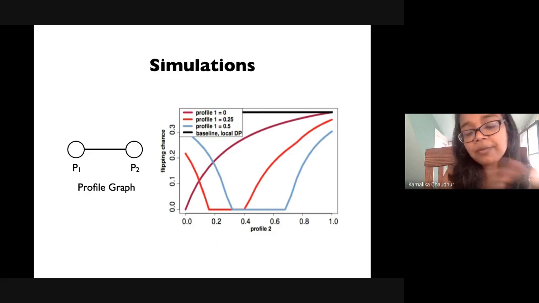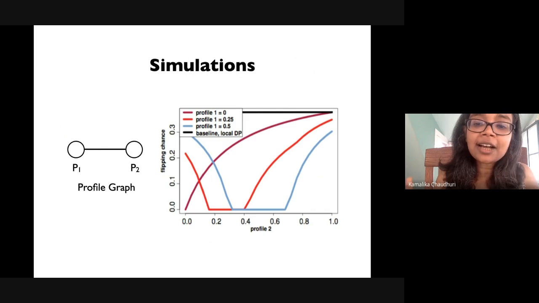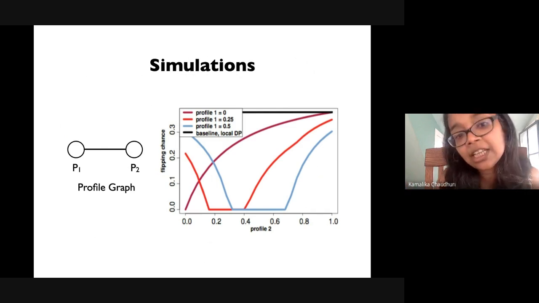And these are some simulations. That's the basic idea. If your profiles are really far apart, of course, if you have to blur things that are really far apart, you're not going to get much improvement. But as they come closer together, you get more of an improvement.